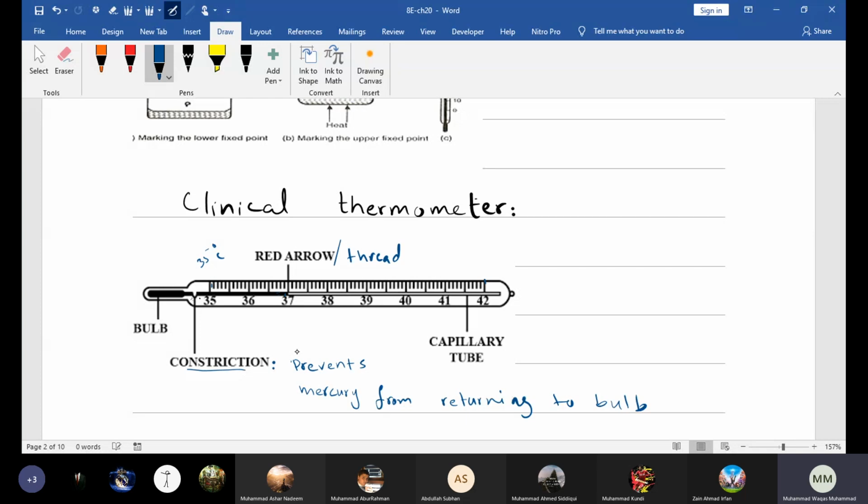Clear, beta? Any doubt or confusion? No, sir.